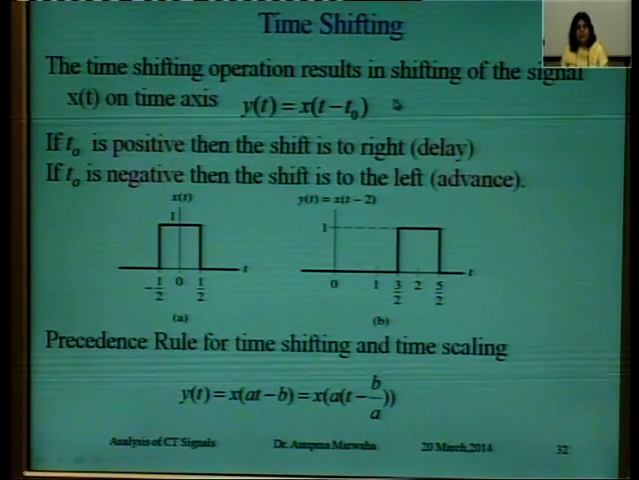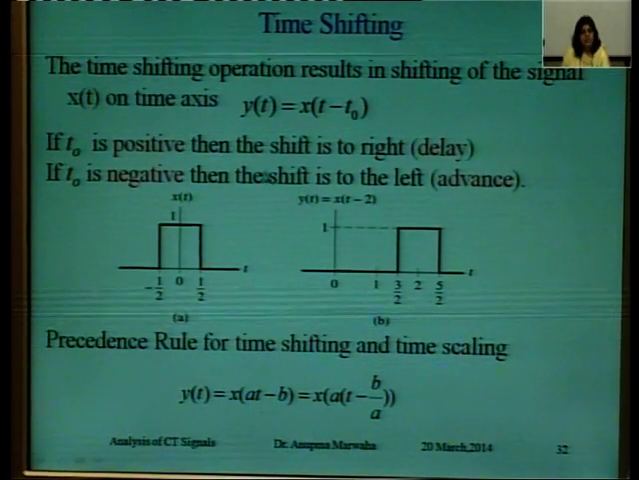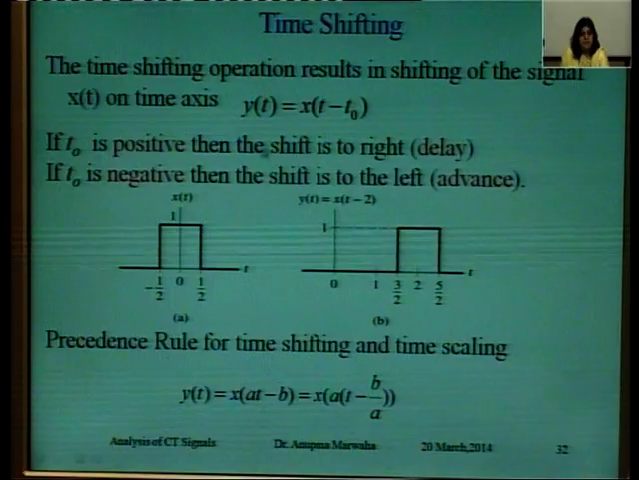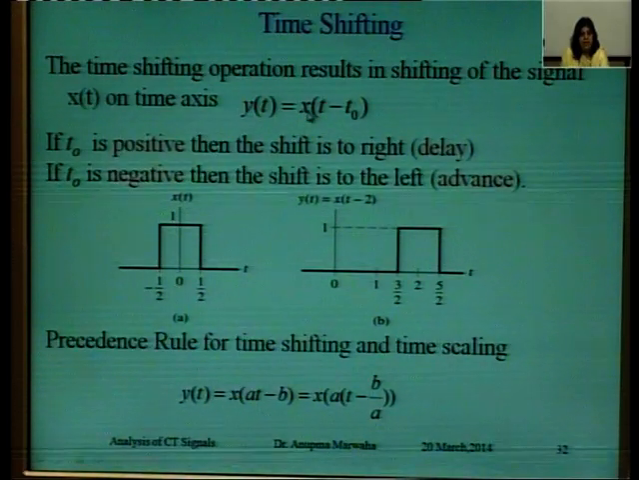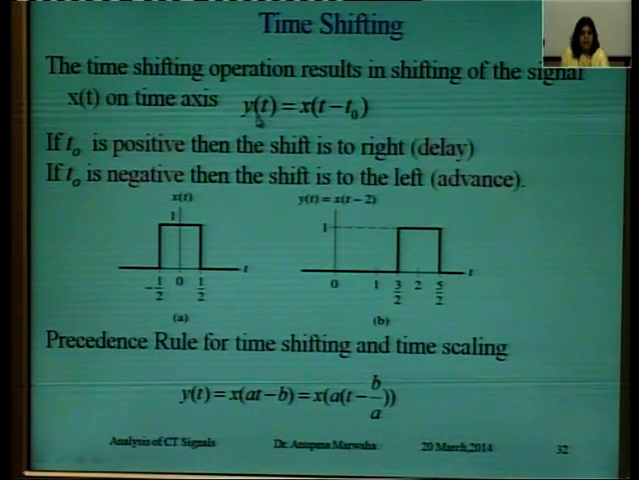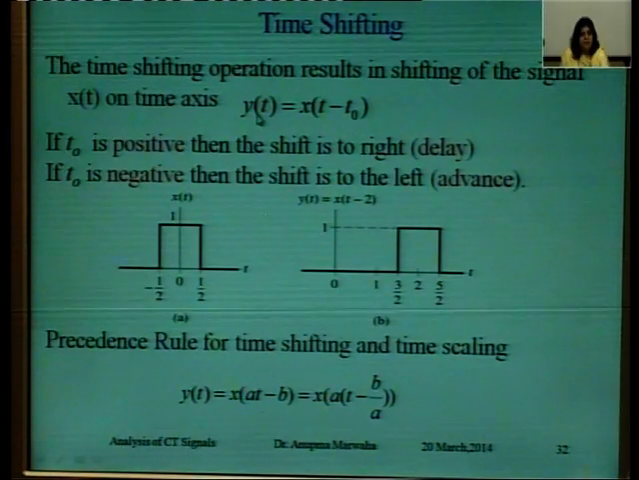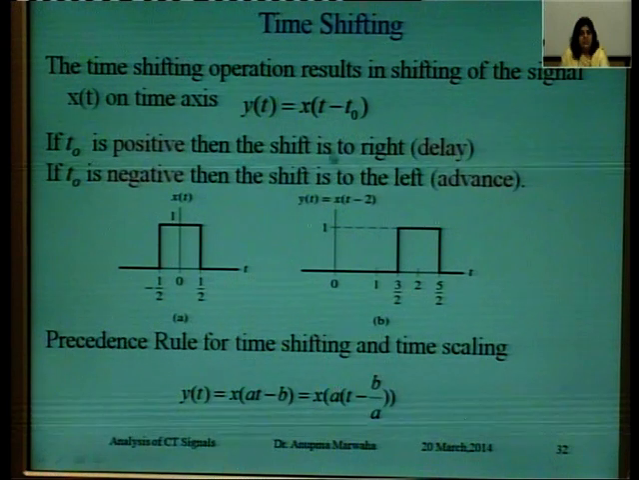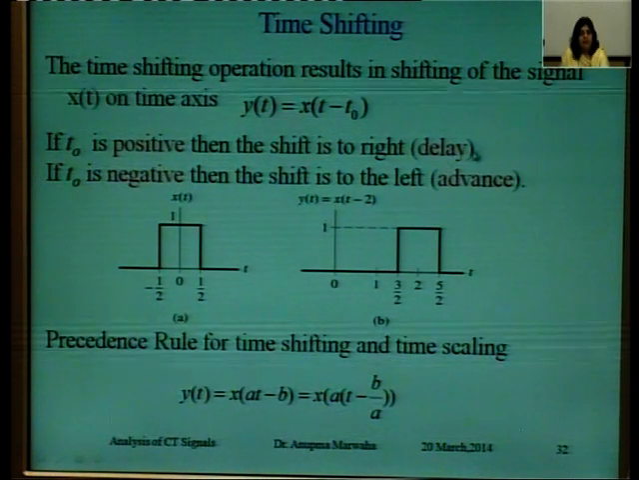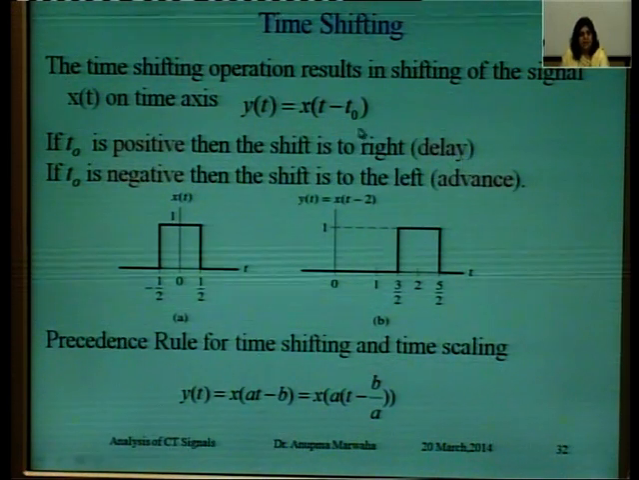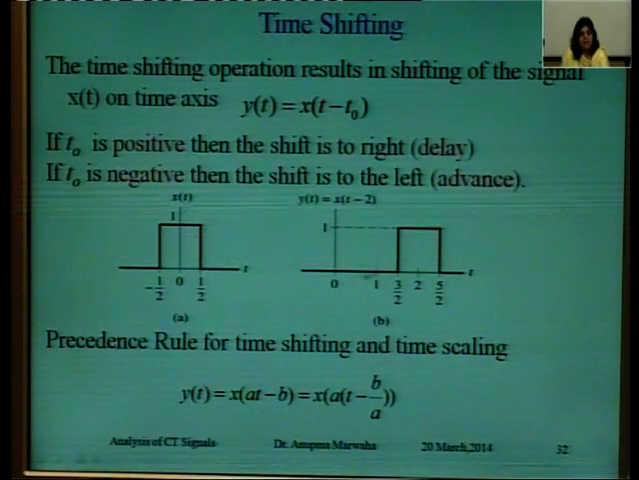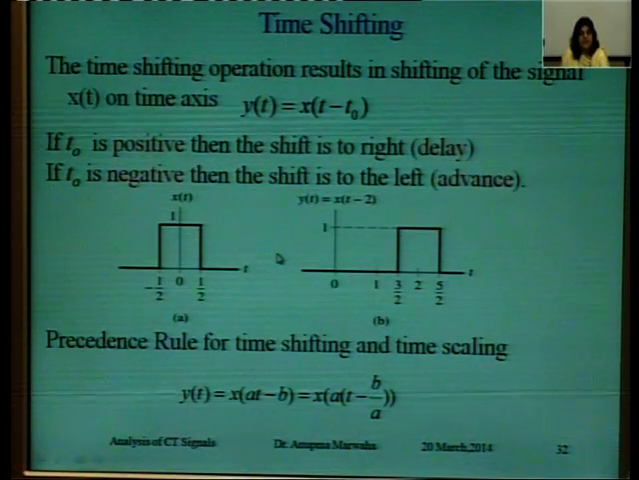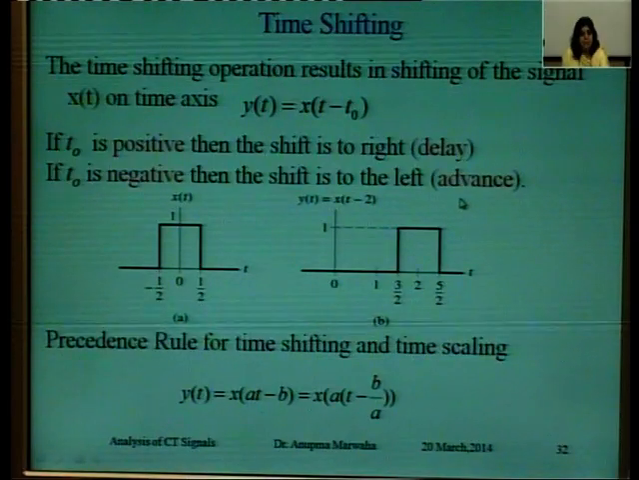The next operation is time shifting. The time shifting operation results in shifting of the signal on the time axis. If we have signal x(t), then x(t - t0) will be the resulting signal y(t). If the value of t0 is positive, then the signal will be shifted towards the right and it is called the delayed signal, and if t0 is negative, then the signal will be shifted towards the left side on the time axis and the signal is said to be advanced.